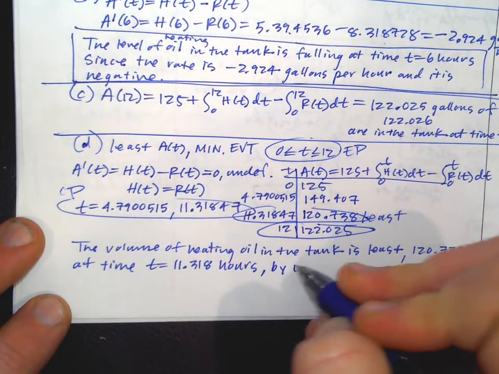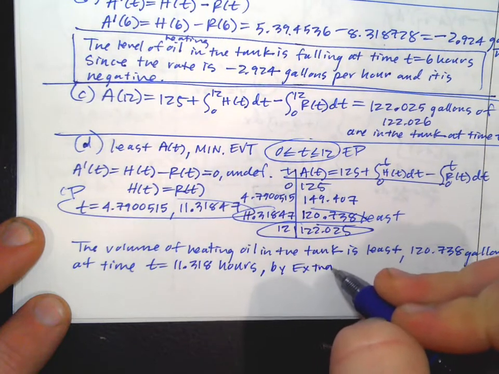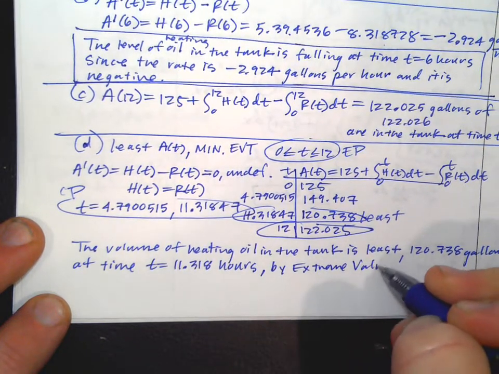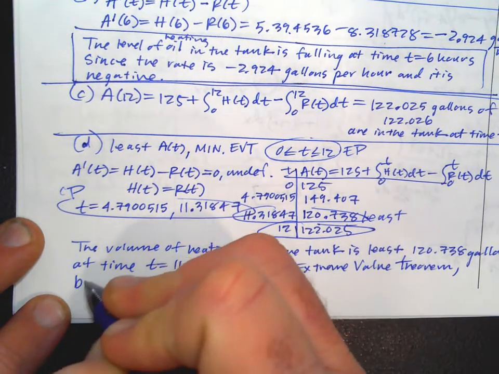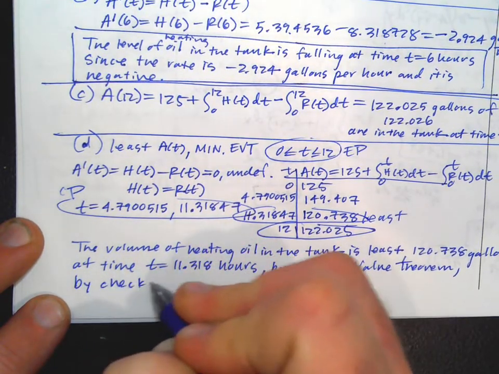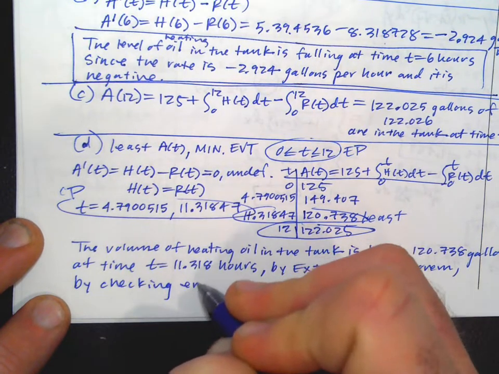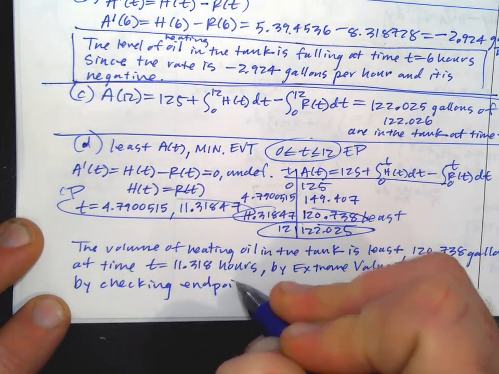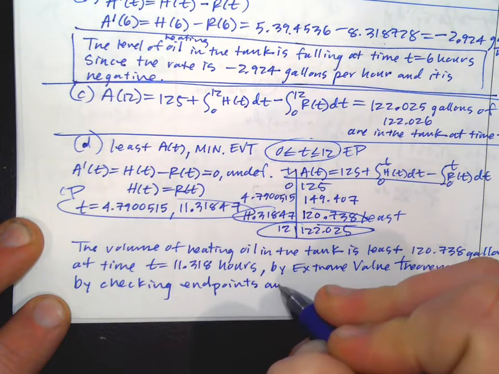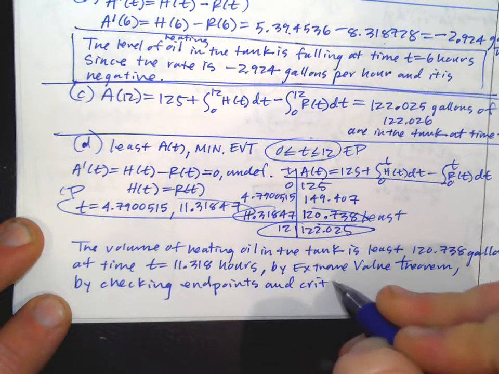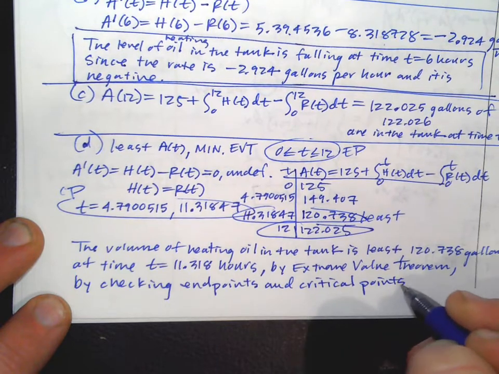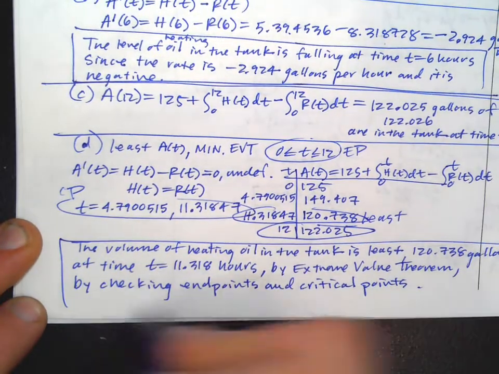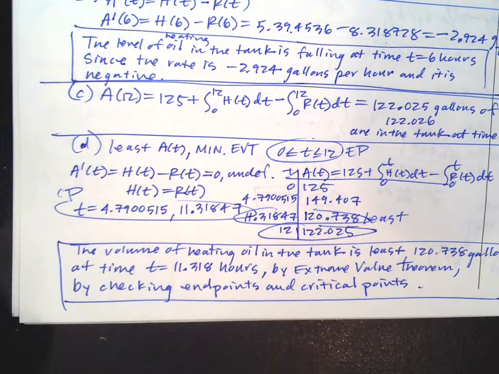By extreme value theorem, do not abbreviate it. Extreme value theorem by checking endpoints and critical points. Good answer, good justification, good units.